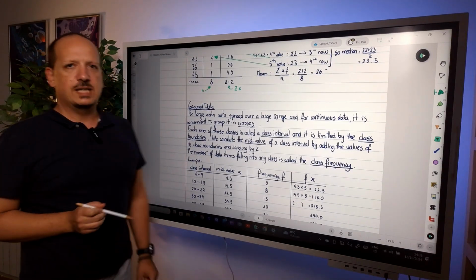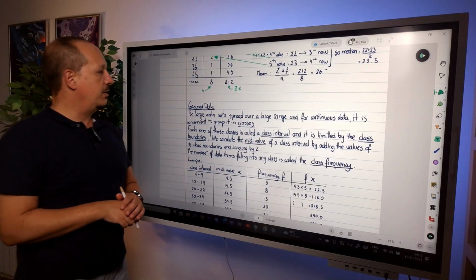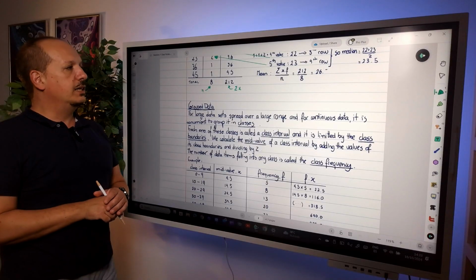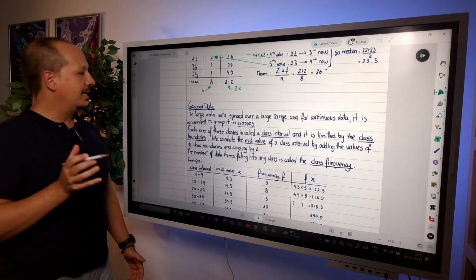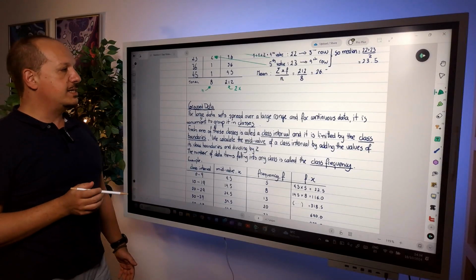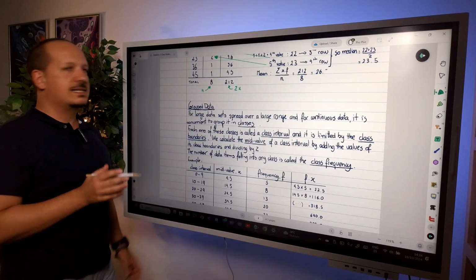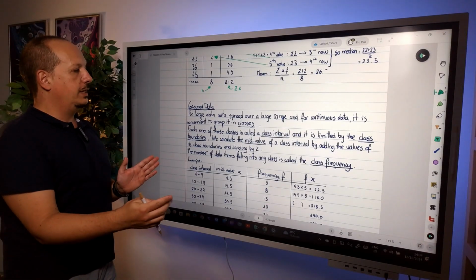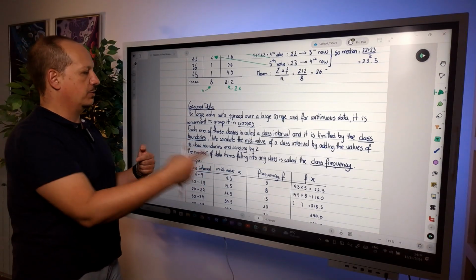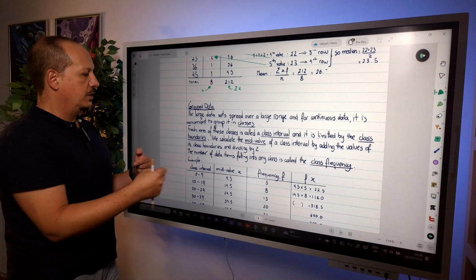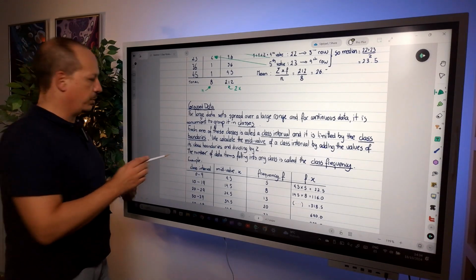What if you have grouped data, which is not the case over there? For large sets of data that spread over a large range, and for continuous data, it is convenient to group it in classes. Each one of these classes is called a class interval, and it is limited by the class boundaries. We calculate the mid-value of a class interval by adding the values of its class boundaries and dividing by 2. The number of data items falling into any class is called the class frequency.